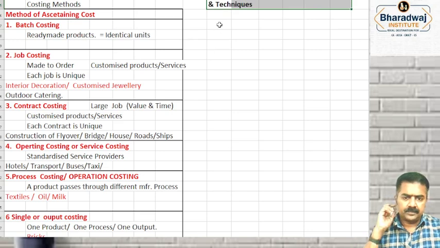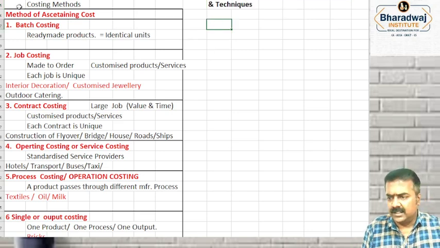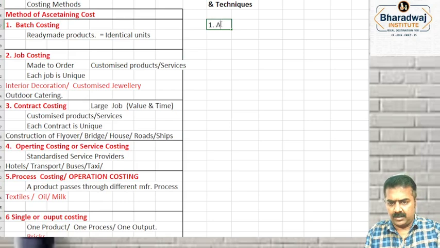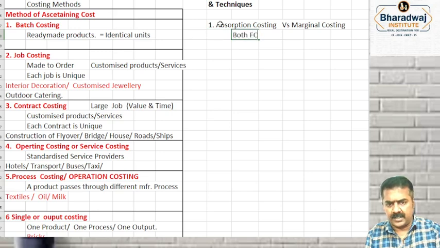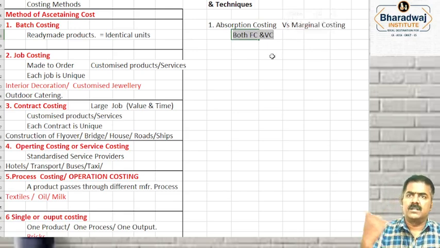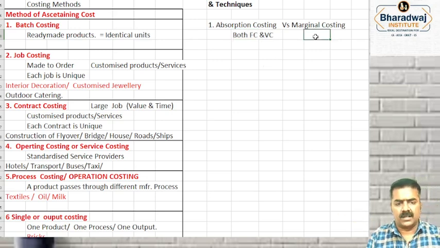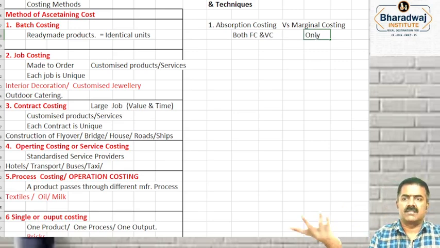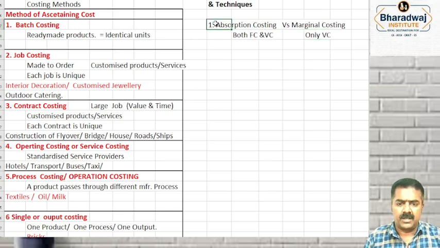The last one, before we go for breakfast, costing techniques. What is a costing technique? It is common for any of these industries. Absorption costing versus marginal costing. In absorption costing, both fixed and variable cost will be included in calculating the product cost, decision making, etc. In case of marginal costing, we will include only what? What is marginal? Whatever changes. What changes? Variable cost. Only variable cost will be included.